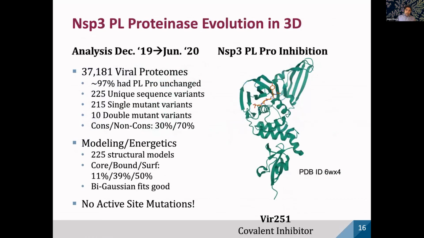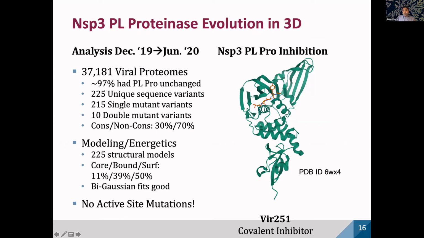So first, we analyzed about 37,000 viral proteomes, and 97% essentially had no changes in the papain-like protease. This is expected because coronaviruses have proofreading machinery, an exoribonuclease that corrects errors occurring during replication, and therefore the number of changes that occur are generally very small. So 97% had no changes. Nonetheless, we still had 225 unique sequence variants. About 215 of them were single mutants, 10 were double mutants, and there were no higher order mutants.